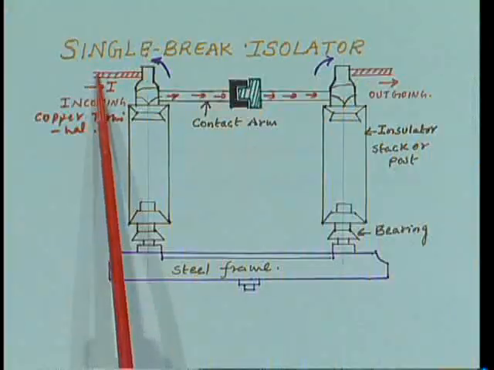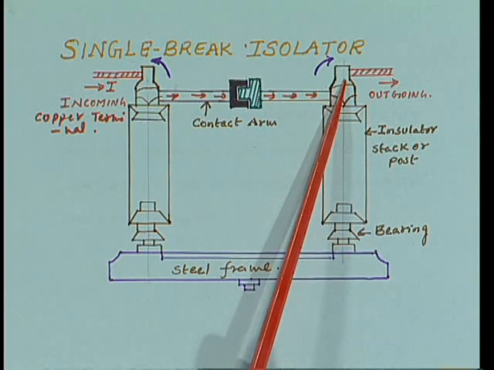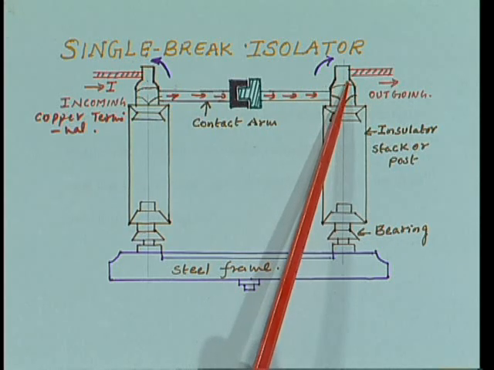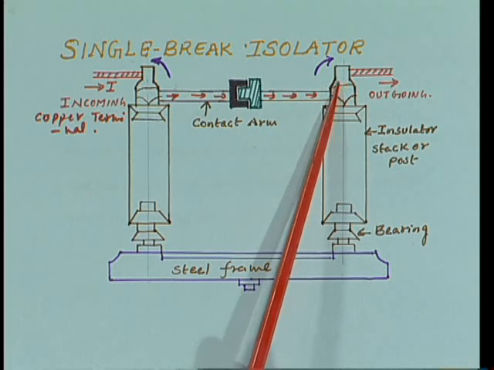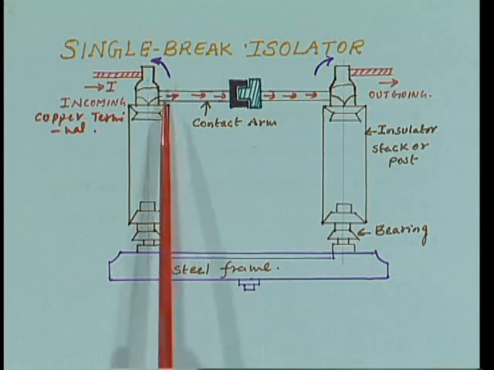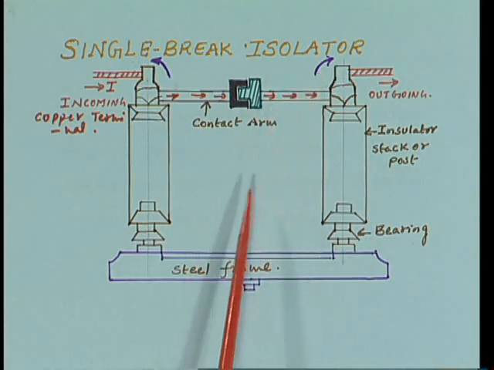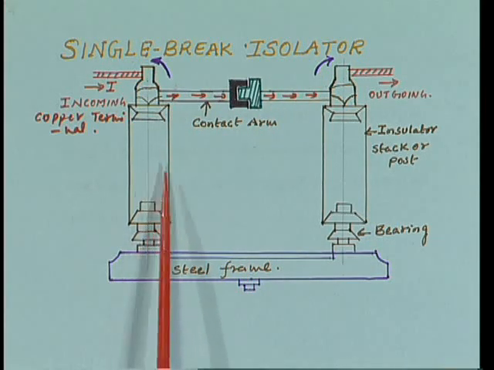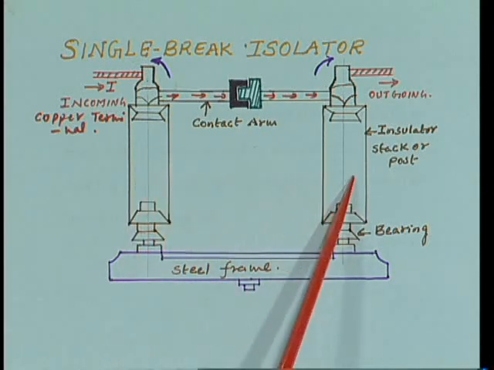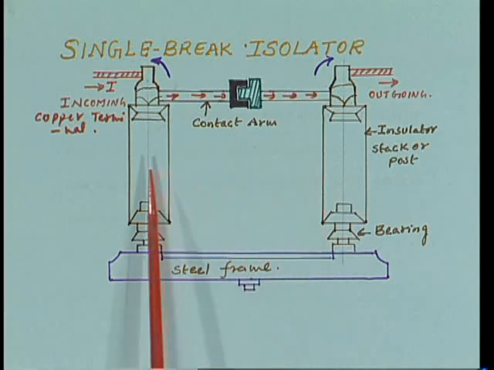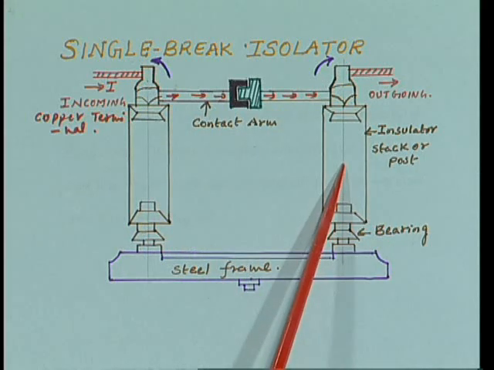Now this is a single break isolator. Single break isolators or center break isolators, both types are available. Here let us see the example for a single break isolator. This single break isolator I have shown only for a single pole. So in a single pole isolator, it has got two identical insulators. This is insulator 1, this is insulator 2.